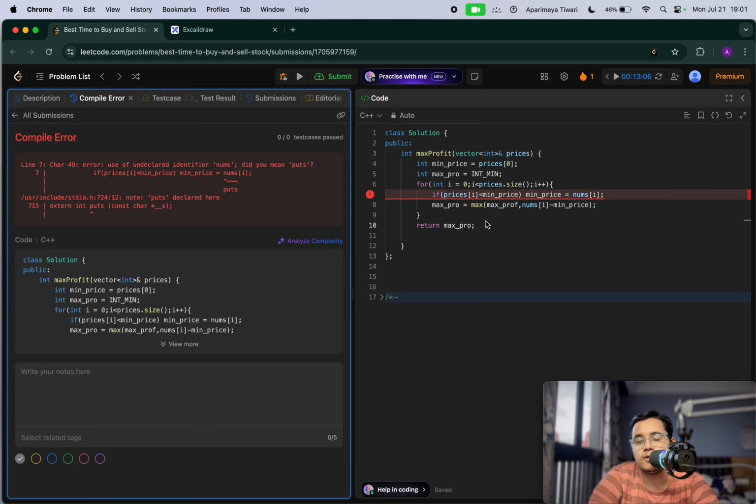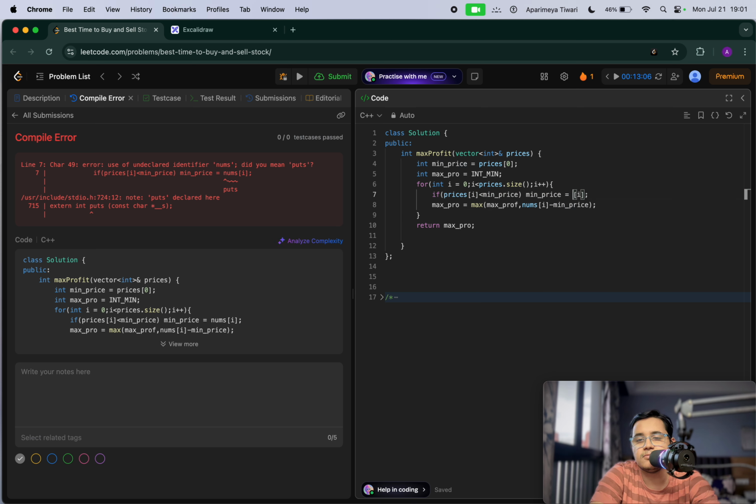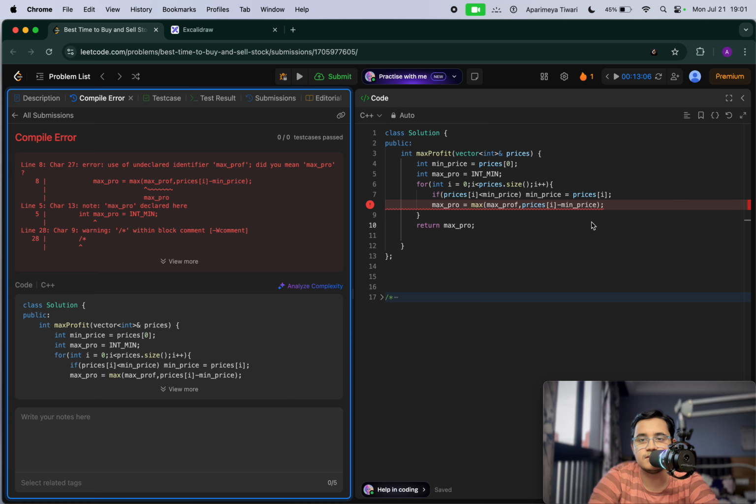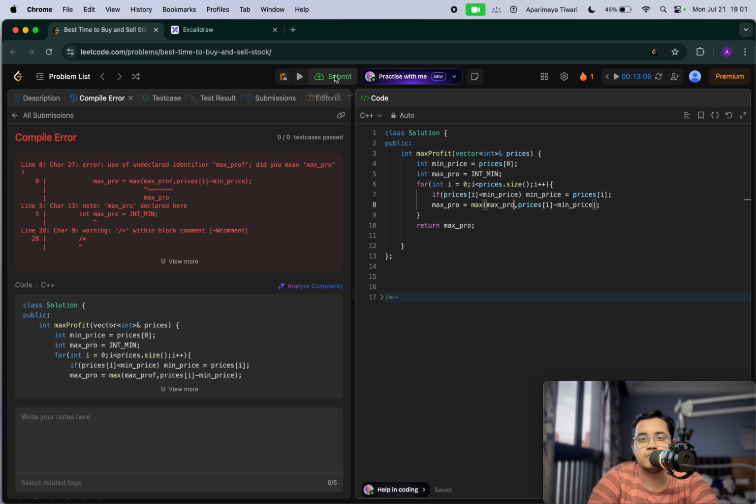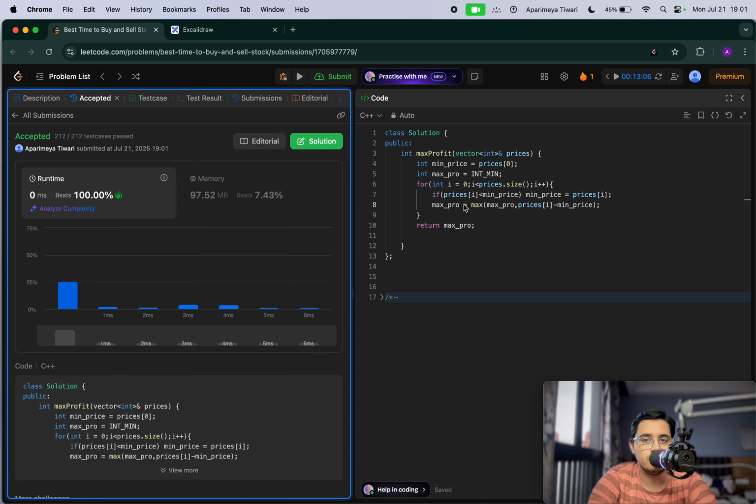So after running it, a slight problem came up. It basically says nums is not there. So yes, we made a pretty silly mistake, sorry for that. We're going to do prices of i, and over here again prices of i, and I think everything else will work perfectly fine. So you do have to make sure about the name of the vector that is being passed. Again we messed up with the variable name. So these are some of the things that you have to take care of. You can't mess around with the variable names, and do cross check.